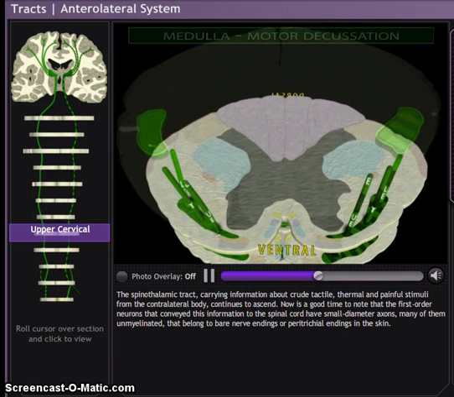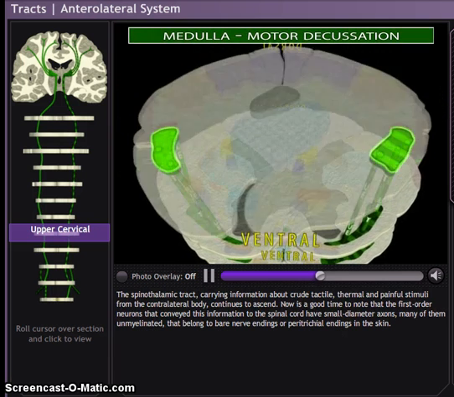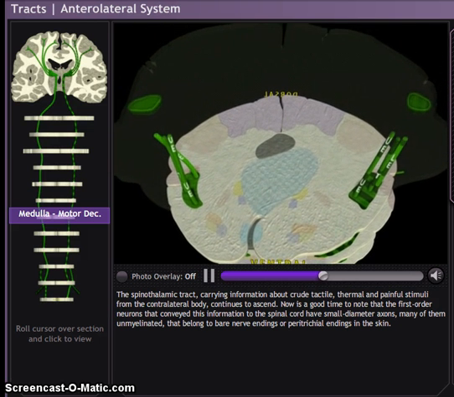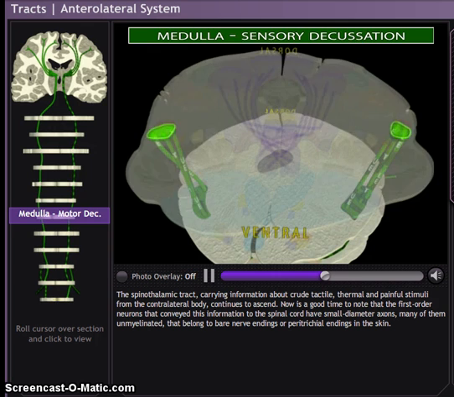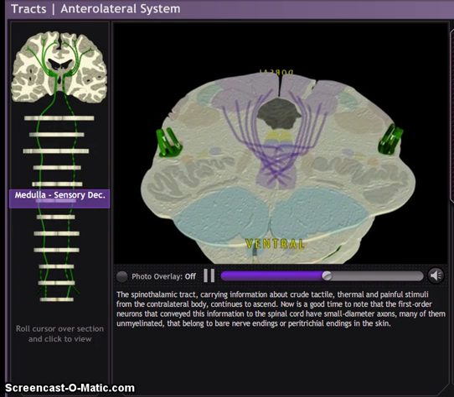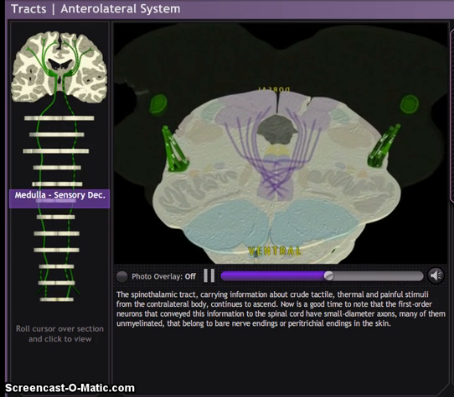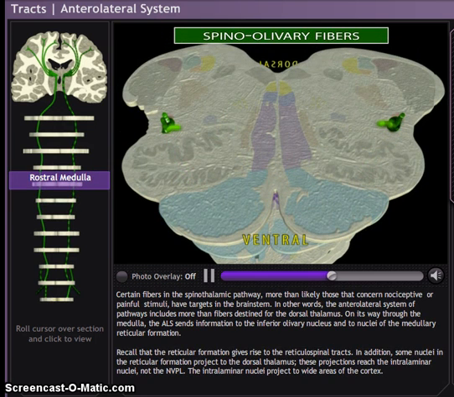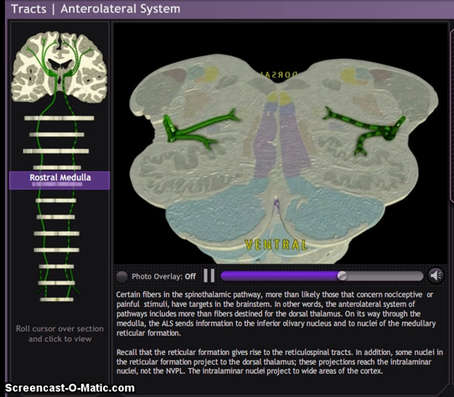The spinothalamic tract, carrying information about painful, thermal, and crude tactile stimuli from the contralateral body, continues to ascend. Note that the first-order sensory neurons that enter the spinal cord have small diameter axons, many of them unmyelinated. Spinothalamic fibers carrying nociceptive or painful stimuli have targets in the brainstem. On its way through the medulla, the anterolateral system sends information to the inferior olivary nucleus and to nuclei of the medullary reticular formation.